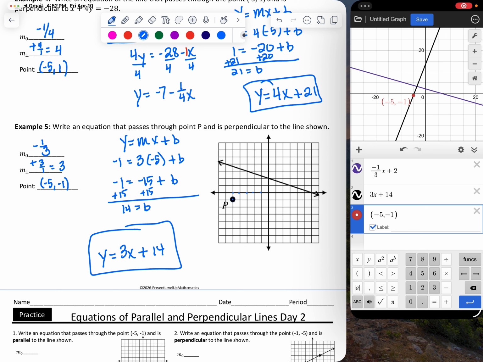And that concludes today's lesson, writing equations of parallel and perpendicular lines, part 2.